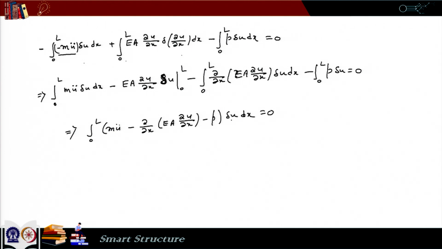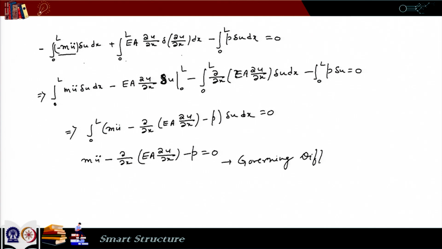again delta u is arbitrary. So, we can write mu double dot minus del by del x of E A del u by del x minus p is equal to 0. So, that is our governing differential equation.